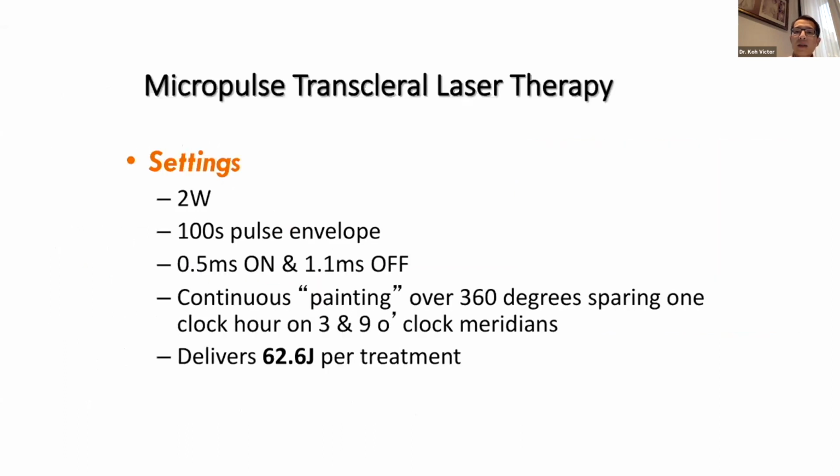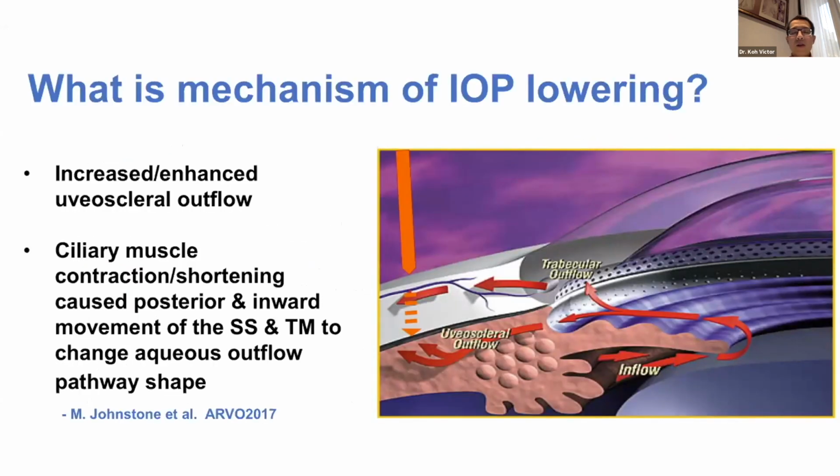These are my settings. I wouldn't hover around this too much, and Dr. Patel and Dr. Cecile have already gone through this quite a few times. The mechanisms are also explained by Dr. Cecilia. There's increased or enhanced reverse scleral outflow. Certainly we felt that was the case. There is also the possibility of ciliary body, ciliary muscle contraction or shortening that increases the trabecular meshwork outflow as well.